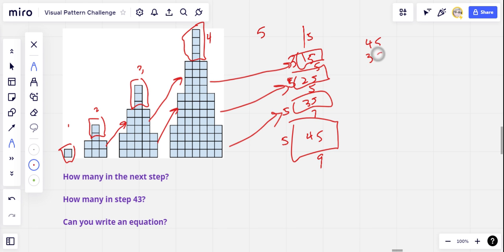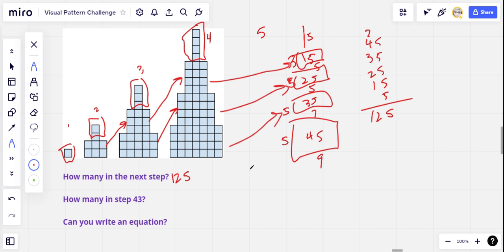45 plus 35 plus 25 plus 15 plus 5. Let's see, that's 25. And let's see, 7, 10, 125. All right, so I think there are going to be 125 squares in the next step, in step 5. Goodness, imagine trying to count like this to step 43. That would be impossible. So let's work on an equation.